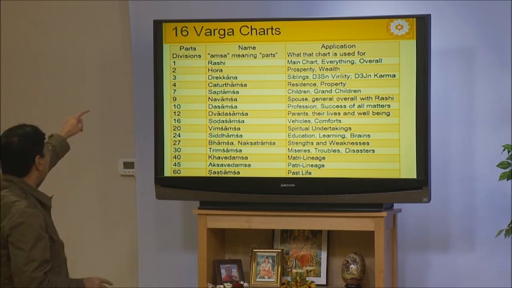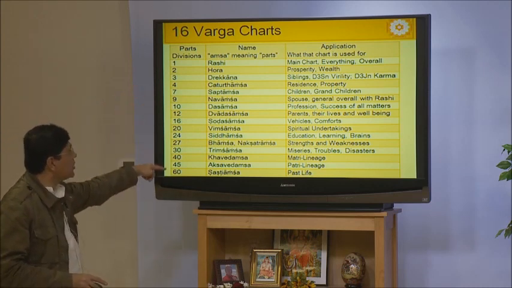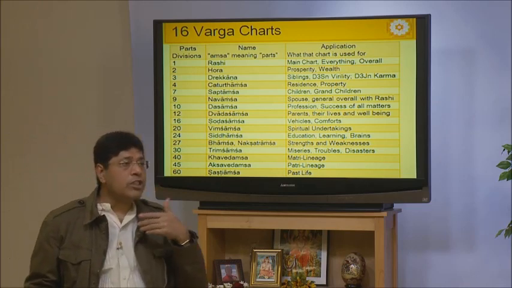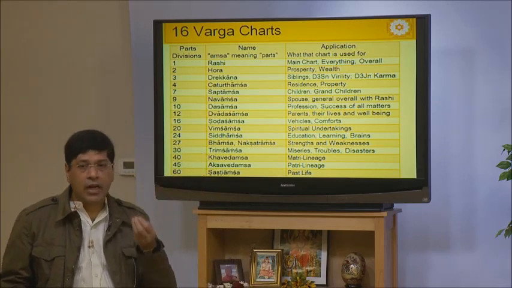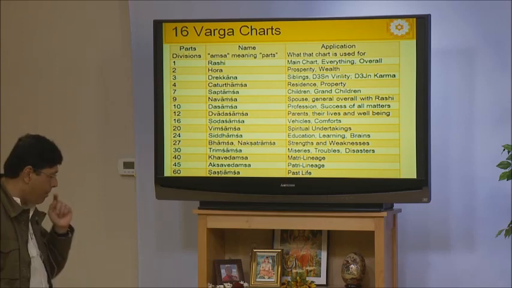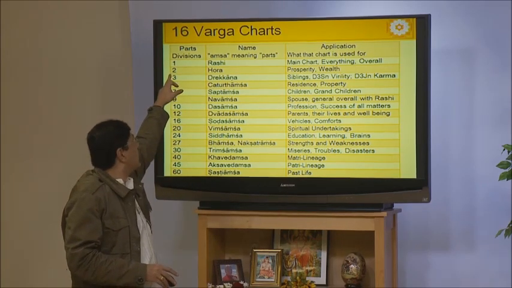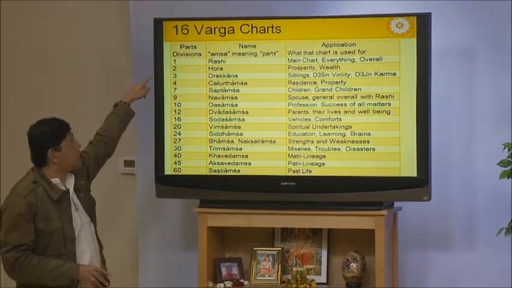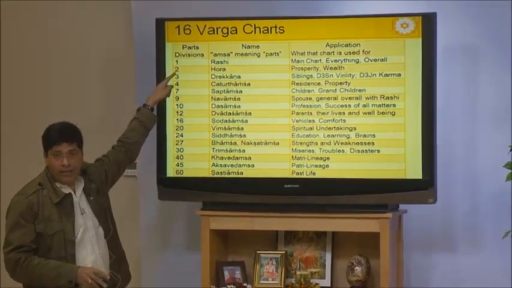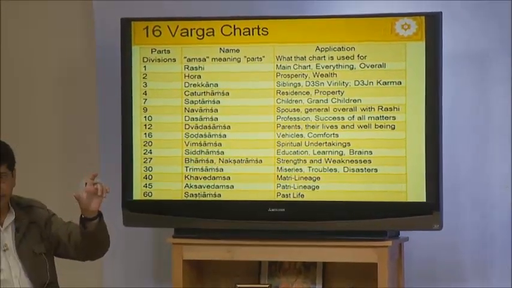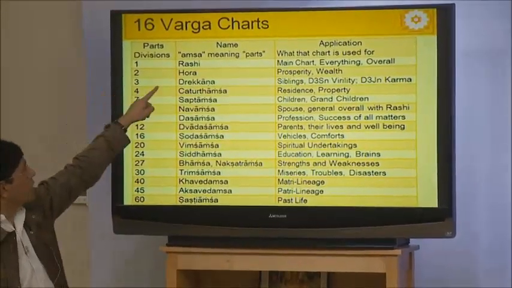Now, these are the 16 divisional charts. We are going to try to say these names because then we can articulate the words, at least once. D1. Now for each of these numbers, you will use D. Like D1 means it's the first division, where each sign is 30 degrees. It's called a Rashi.